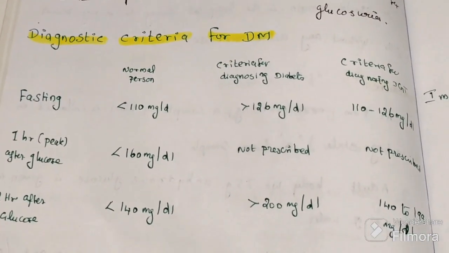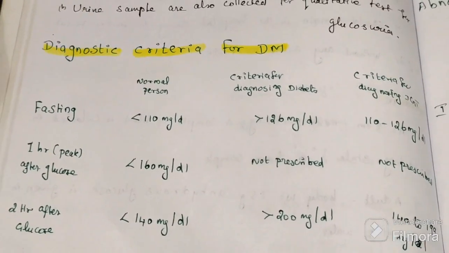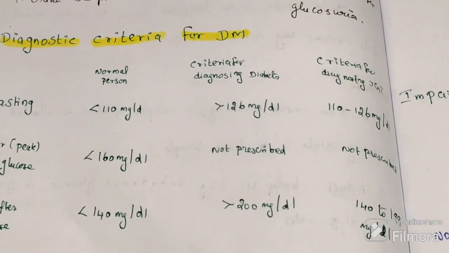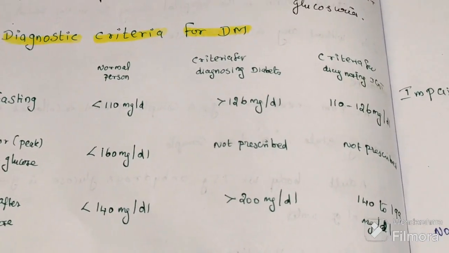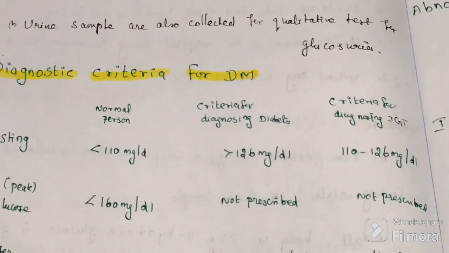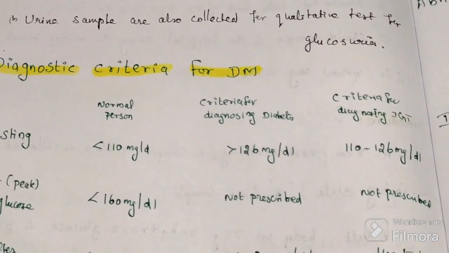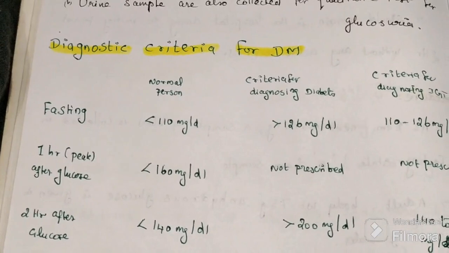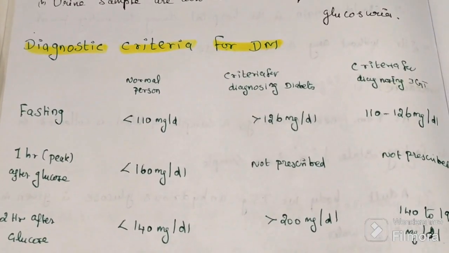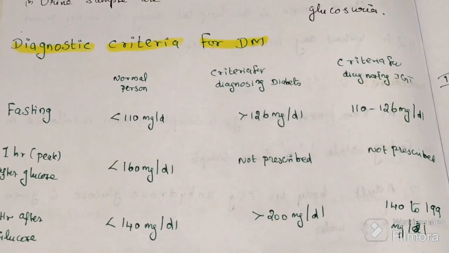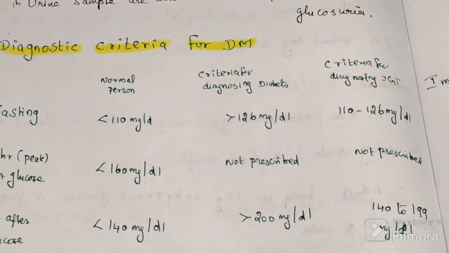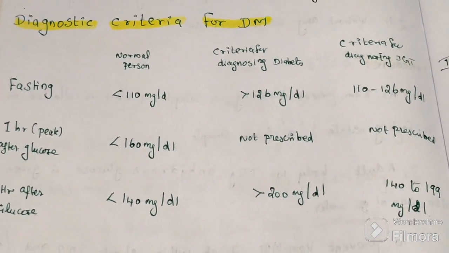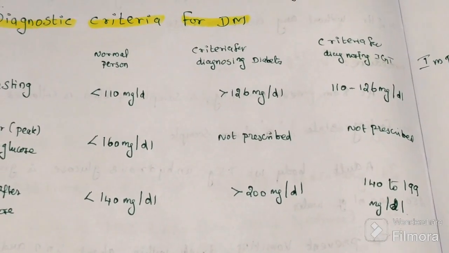Next, the diagnostic criteria for diabetes mellitus. Fasting: less than 110 mg per deciliter is normal. The criterion for diagnosing diabetes is more than 126 mg per deciliter. The criterion for impaired glucose tolerance is 110 to 126 mg per deciliter. Then the glucose peak after 1 hour is less than 160 mg per deciliter. Then after 2 hours of glucose loading, a normal person has less than 140 mg per deciliter.